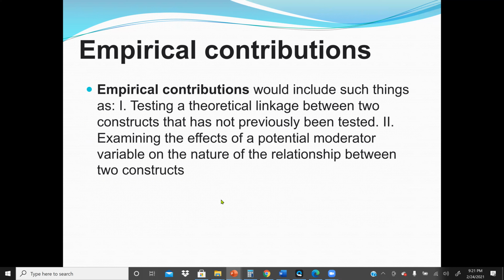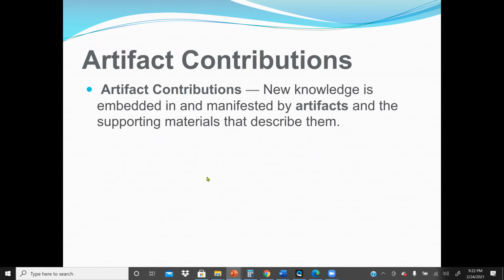Empirical contribution includes such things as testing a theoretical linkage between two constructs that has not previously been tested, or examining the effect of a potential moderator variable on the nature of the relationship between two constructs. Then an artifact contribution is where new knowledge is embedded in or manifested by artifacts, and the supporting materials that describe them are also artifact contributions.